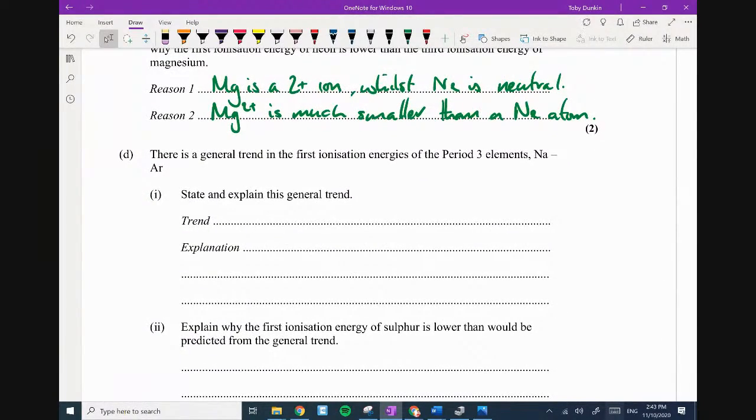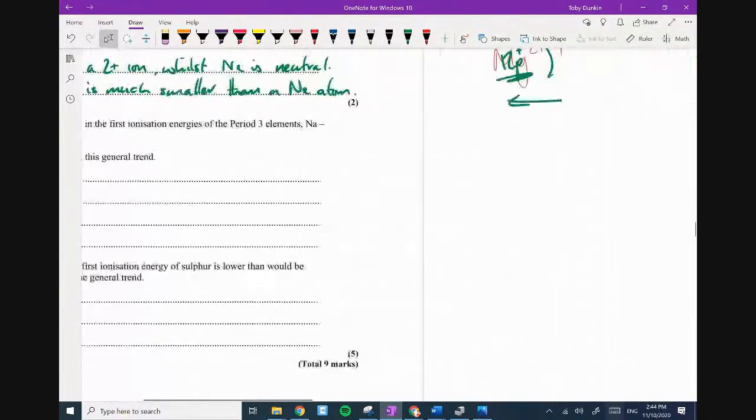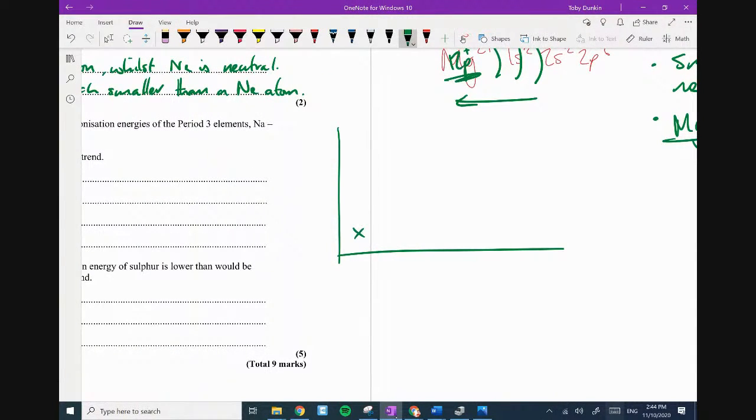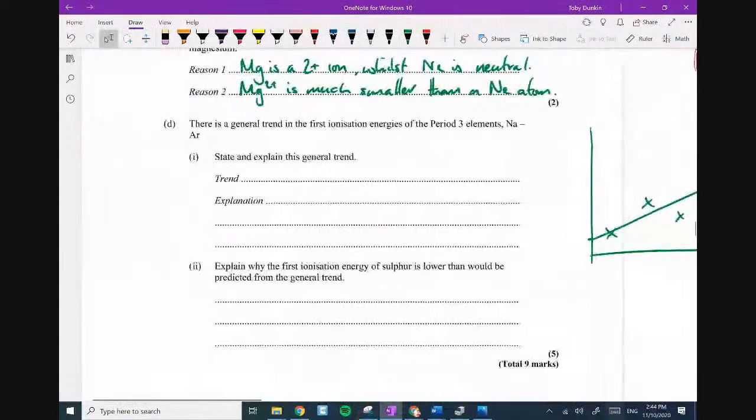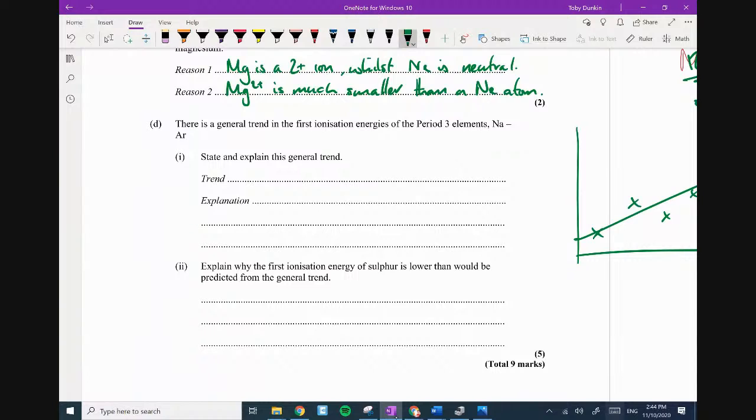There is a general trend in the first ionization energies across period 3, elements sodium to argon. State and explain the general trend. Right, we've learned our graph. Our graph is this. Up, up, dip, up, up. The general trend is up. So the general trend is increasing ionization energy from Na to Ar.